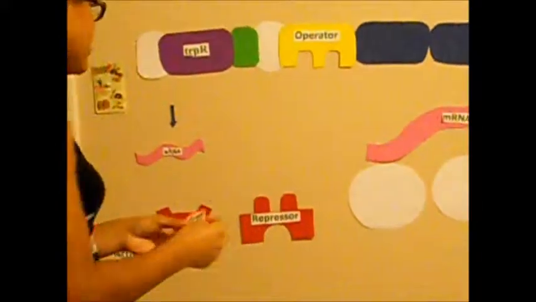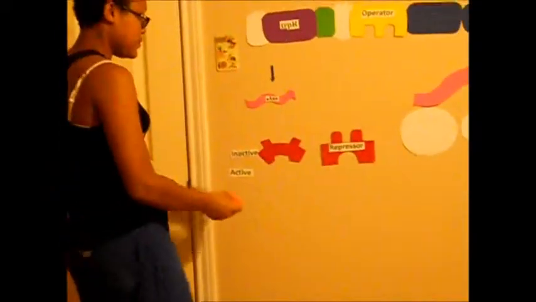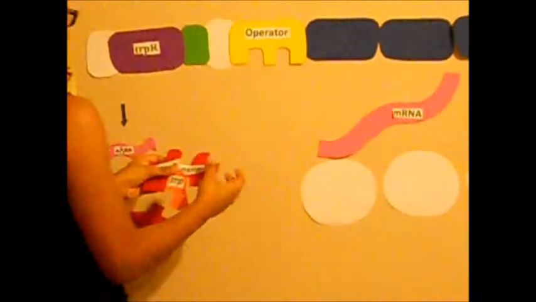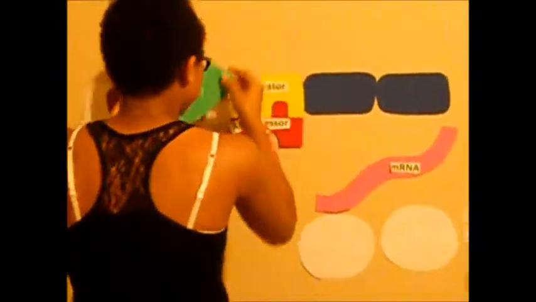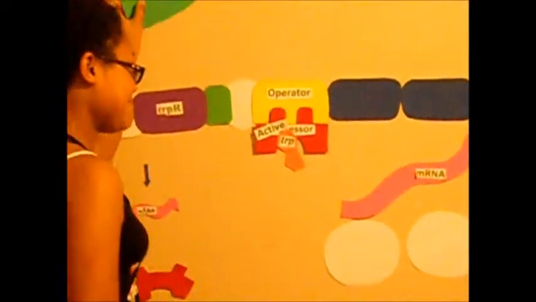form tryptophan itself. So when tryptophan accumulates within the cell, tryptophan will actually attach to what was the inactive repressor, and it makes it active. This now active repressor then attaches to the operator and prevents RNA polymerase from transcribing the genes.